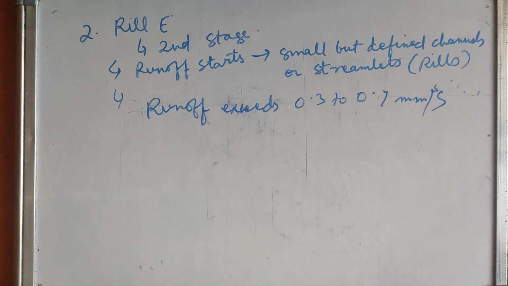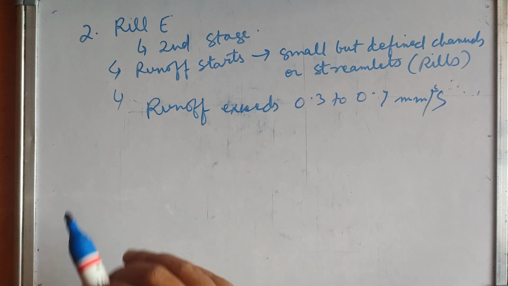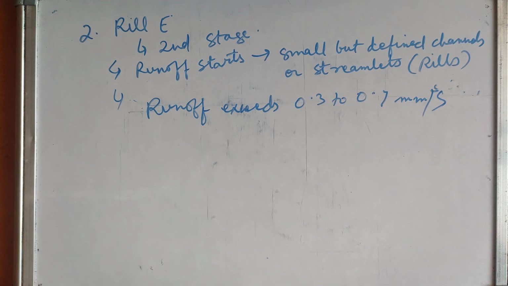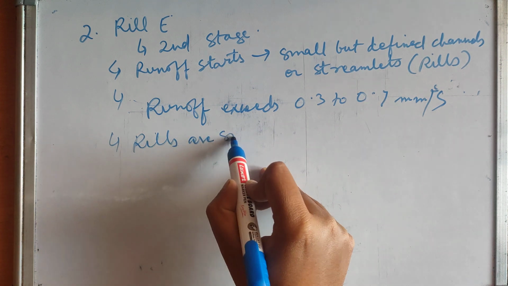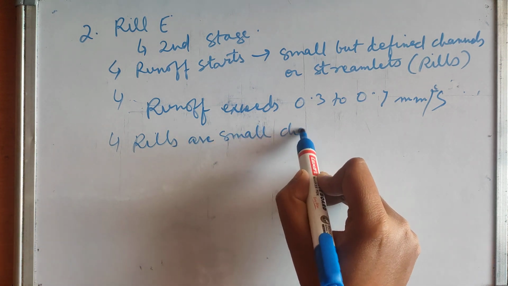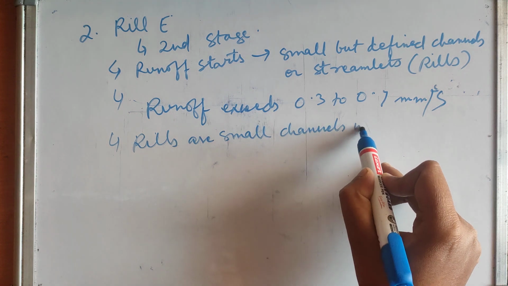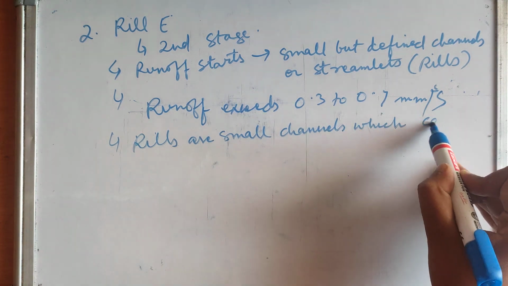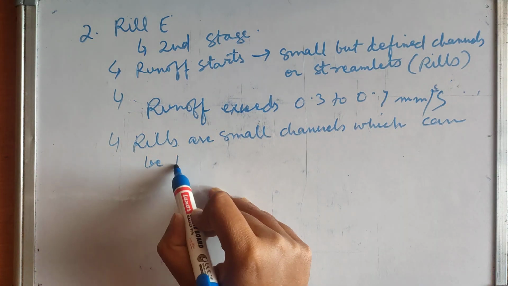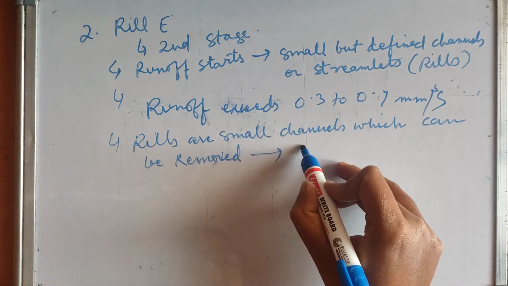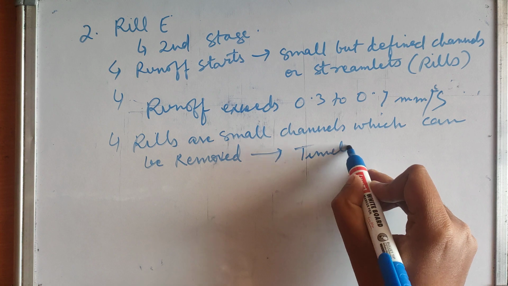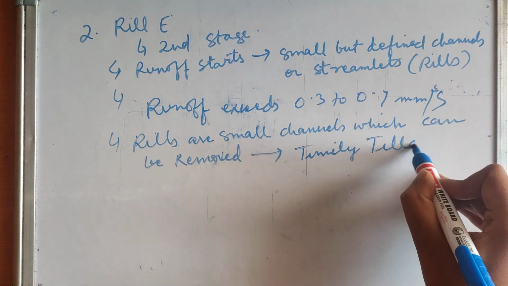It is the second stage of erosion, you all know. Here rills are the small channels which can be removed by timely tillage operations.